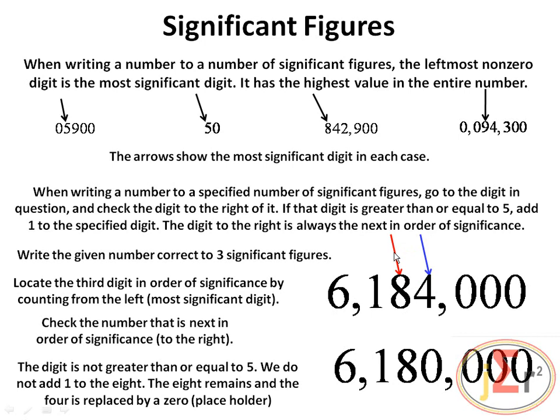So this is our third most significant digit, and we are focusing on it. Then we take a look at the digit that is next in order of significance, which is the one to the right of it, marked with that blue arrow. Check to see if it is equal to or greater than 5. If not, it is replaced by a 0. If it is, then we add 1 to the 8. But in this case, it is 4, so we just replace it with a 0. On the next slide, we'll have every single thing outlined in greater detail.